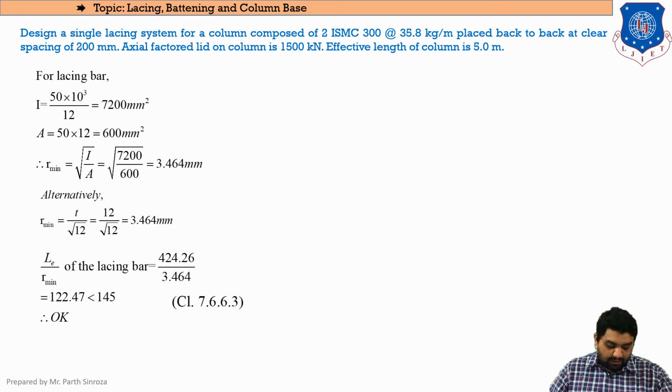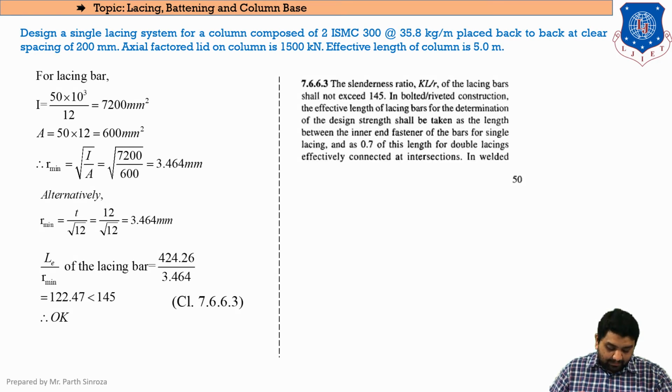Now the next step will be to check the parameters. For checking the parameters, it is mentioned in our IS code, clause number 7.6.6.3, that the slenderness ratio, that is KL by r, of lacing bars shall not exceed 145. So we always need to prove that the slenderness ratio for the lacing bars will be less than 145.